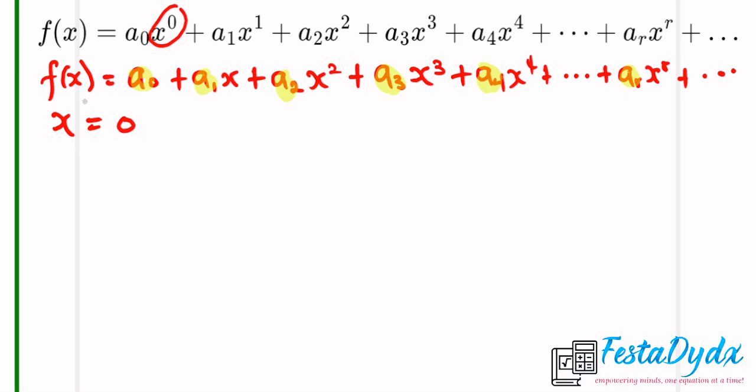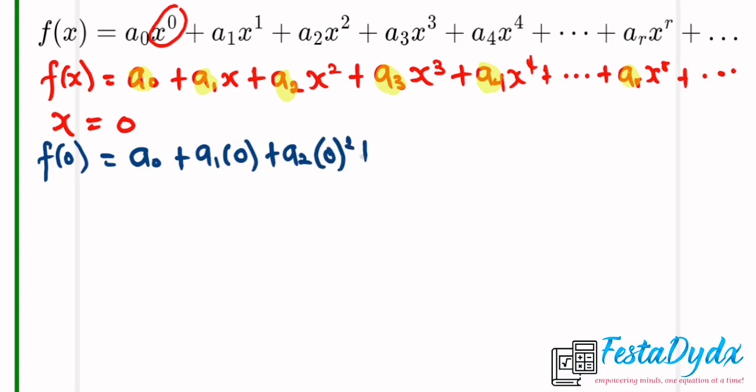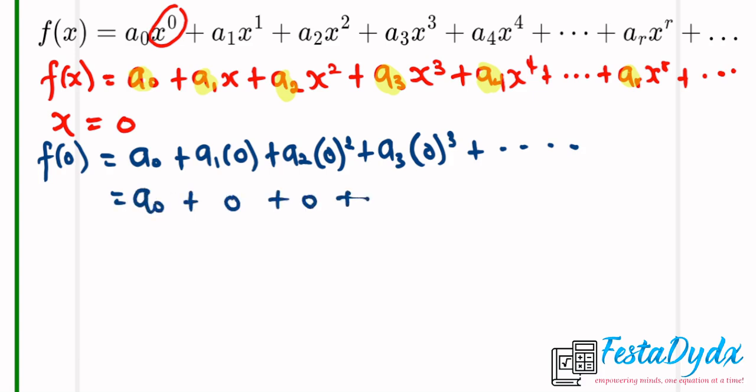Now we are given f of x as this. Substituting x to be 0, we have f of 0. This is from the function, which is equal to the power series. So this is going to give us a0. There is no x here, so we'll move to the next one: a1 times 0 plus a2 times 0 squared plus a3 times 0 cubed, and so on to infinity. Definitely if we multiply the zeros by the constants a1, a2, a3, that's going to give us 0. So a0 plus 0 plus 0 plus 0. So f of 0 is equal to a0.